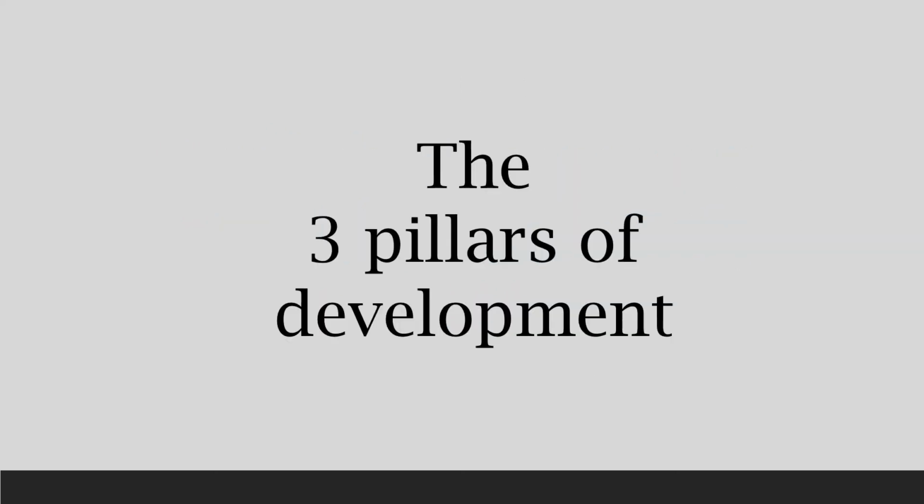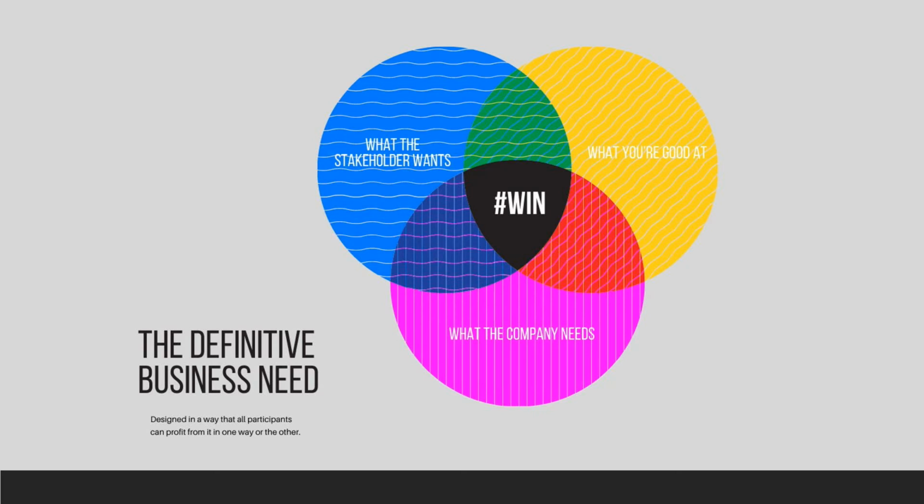We're now going to go on to the second part of this video, which is the 3 pillars of development for data teams. These are what I believe you want to be actively working on in order to see an impact from your data function. So first, let's start with the definitive business need, because this is the essence of how to see data being used to positively impact business outcomes.